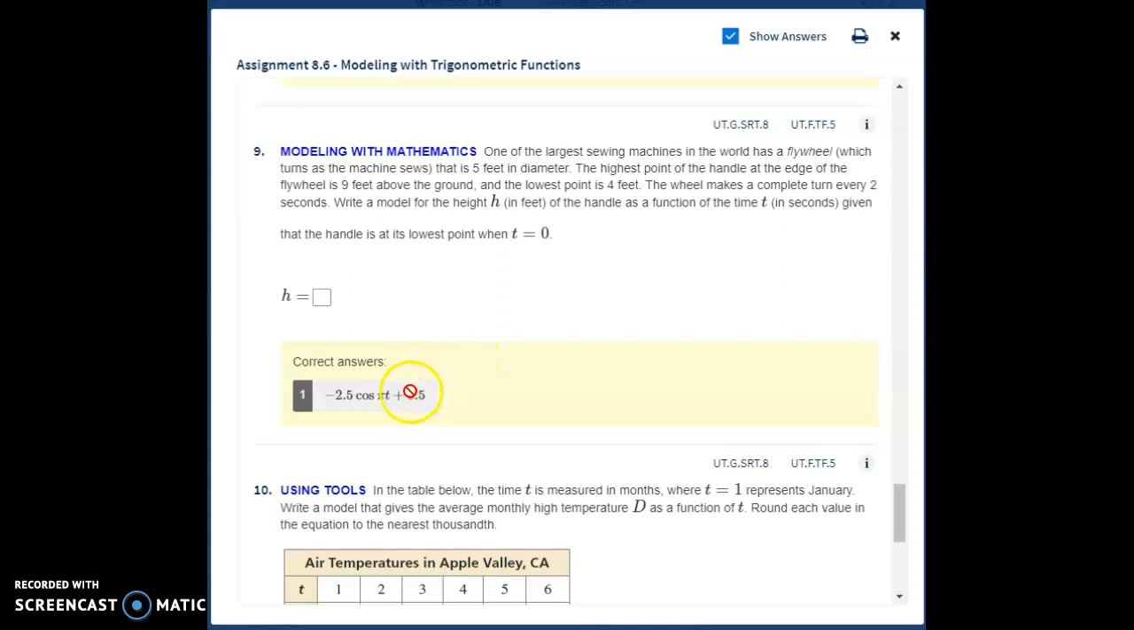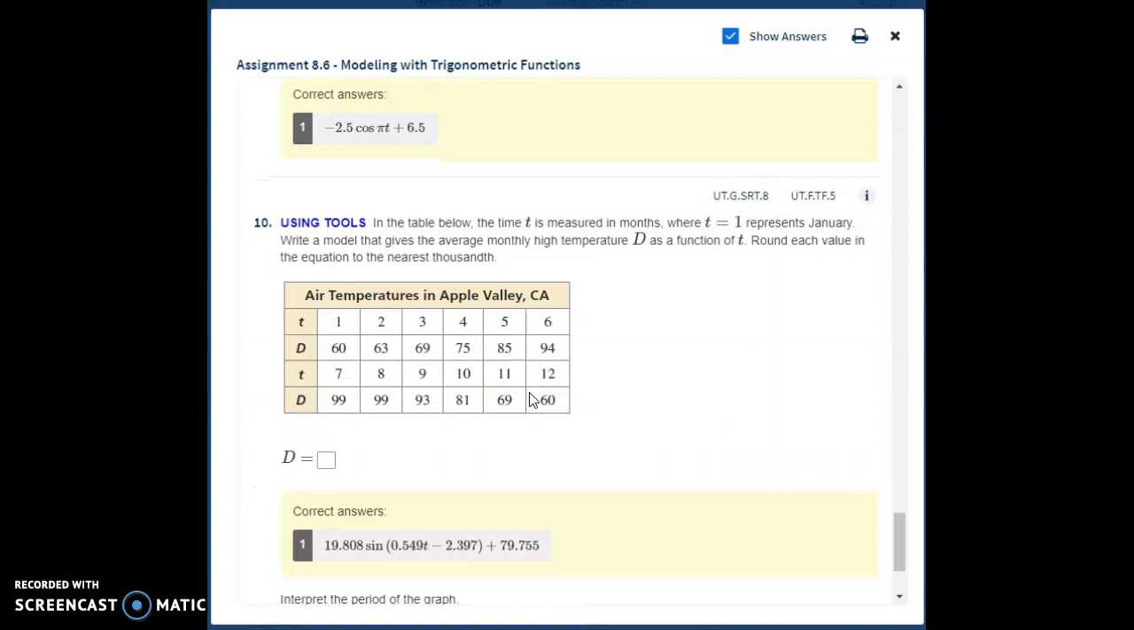because it starts down at negative and goes up and then down. And the period is 2 seconds, so that's what is equal to 2 pi over b. So b would be equal to 2 pi divided by 2, which would just be pi. So that's our value of b. And then the center of the circle is 6.5 feet because you got 4 feet above it, and then the distance of the radius up to the center is another 2.5 feet. So it's being shifted up 6.5 feet. So there's the equation.